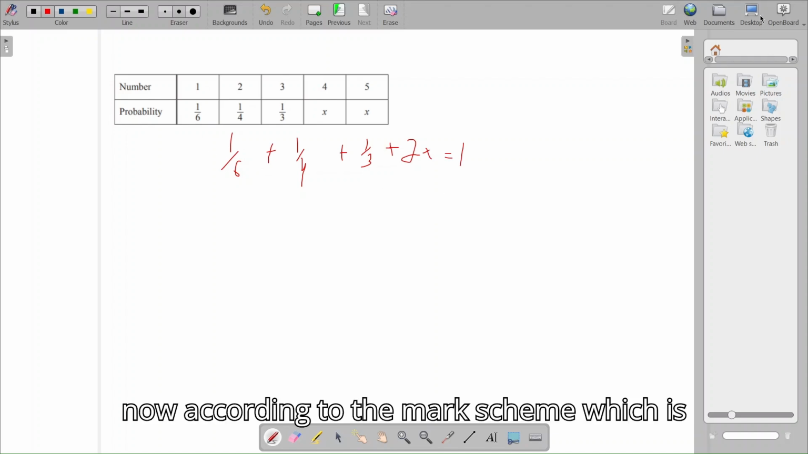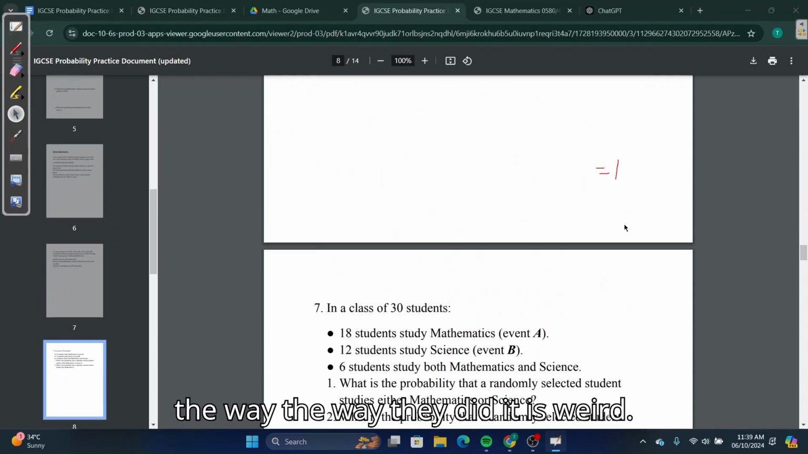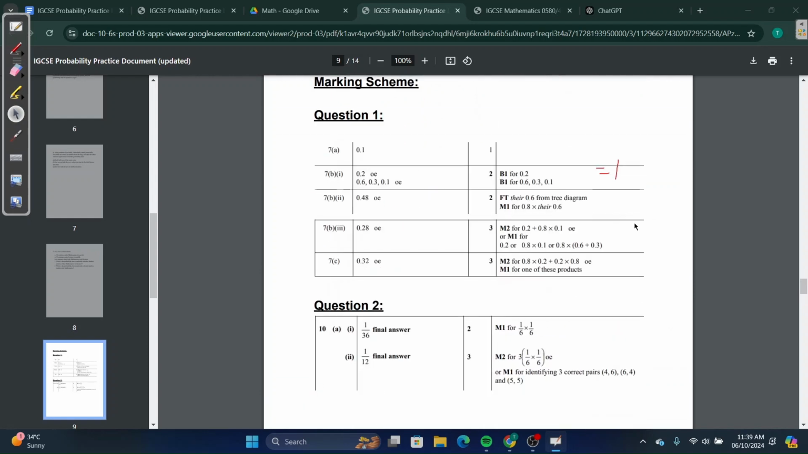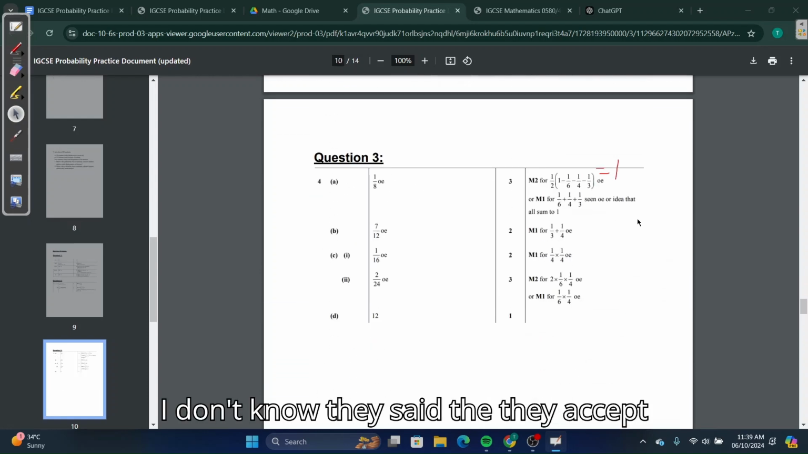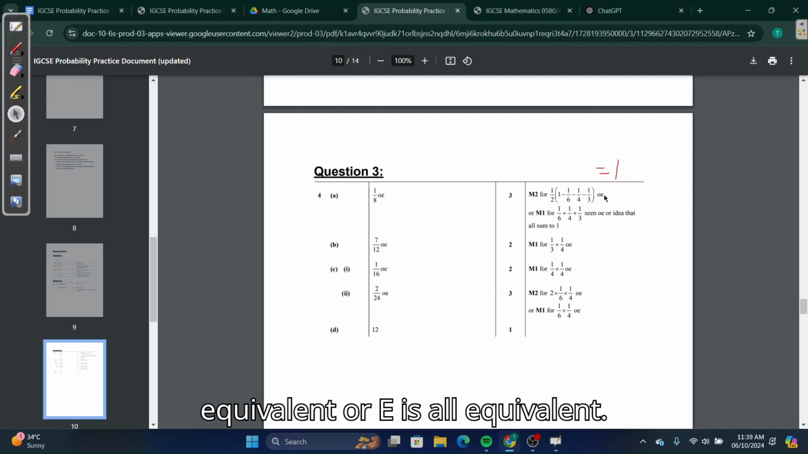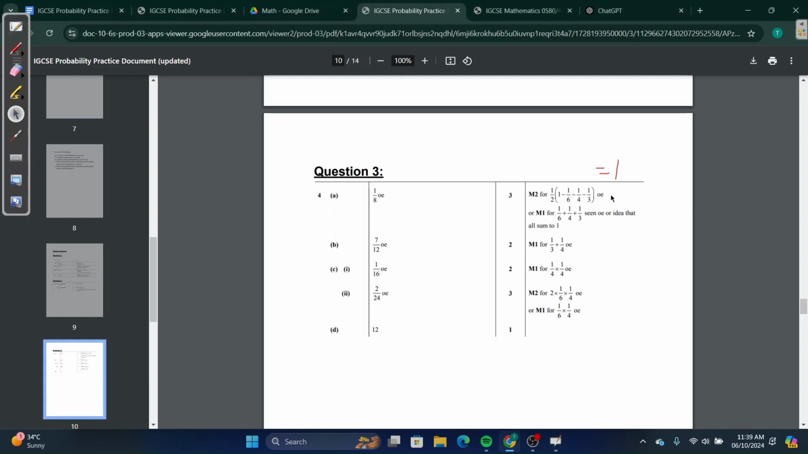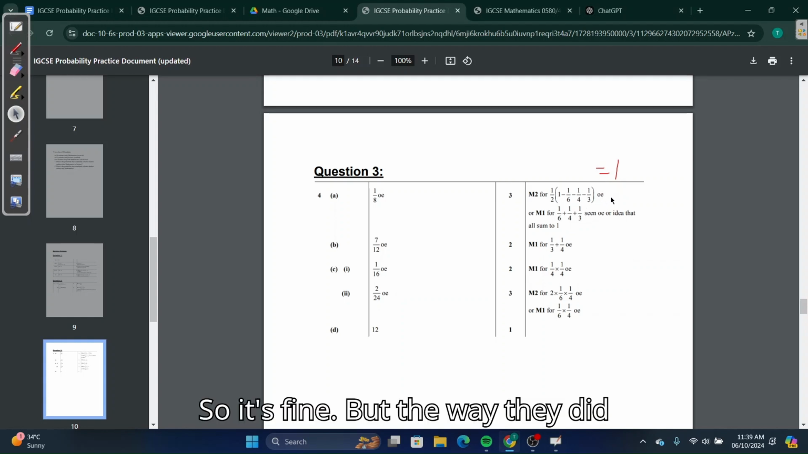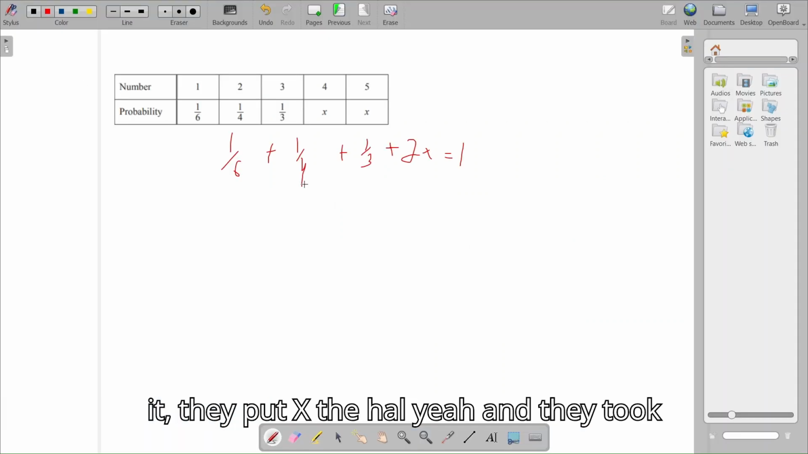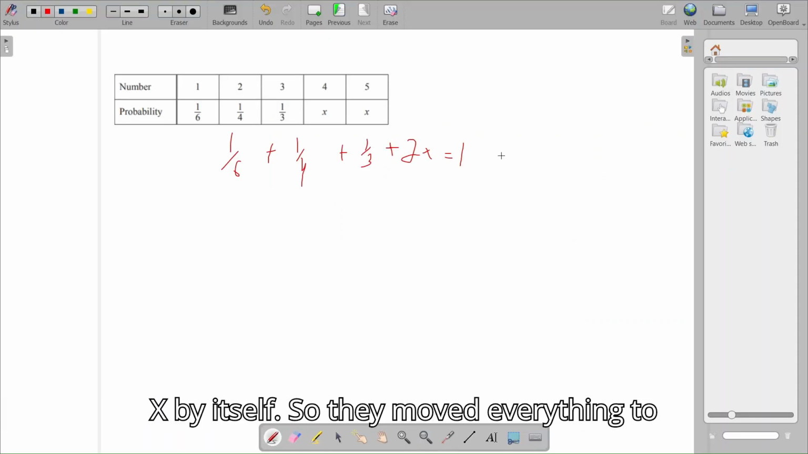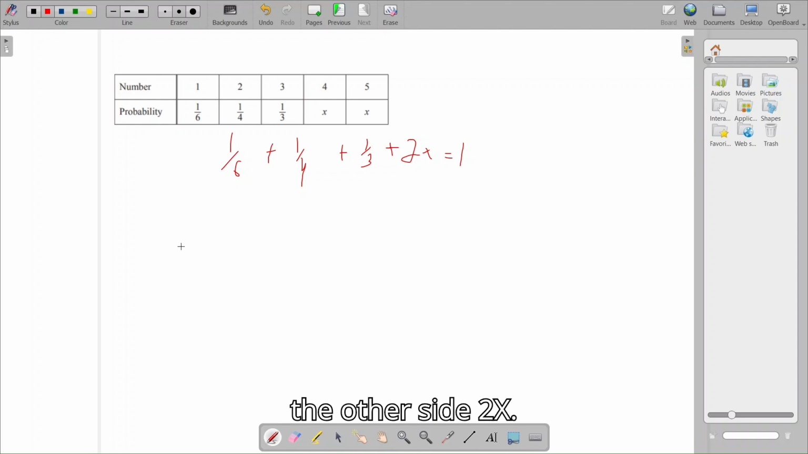Now, according to the mark scheme, the way they did it is weird, but they said they accept the way I did, because it says "or equivalent." OE is or equivalent, so it's fine. But the way they did it, they put x by itself. So they moved everything to the other side.